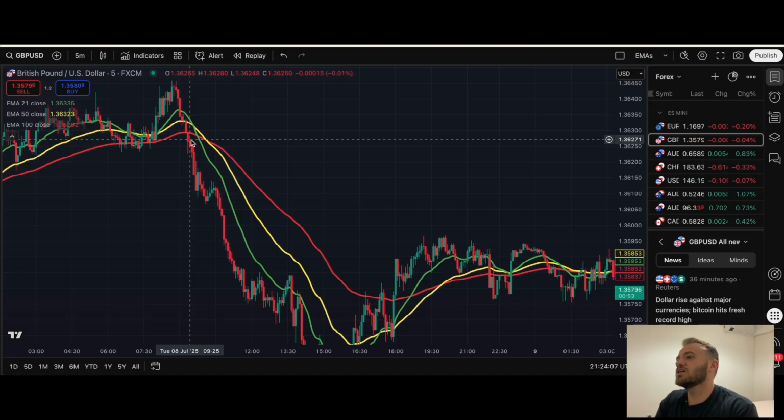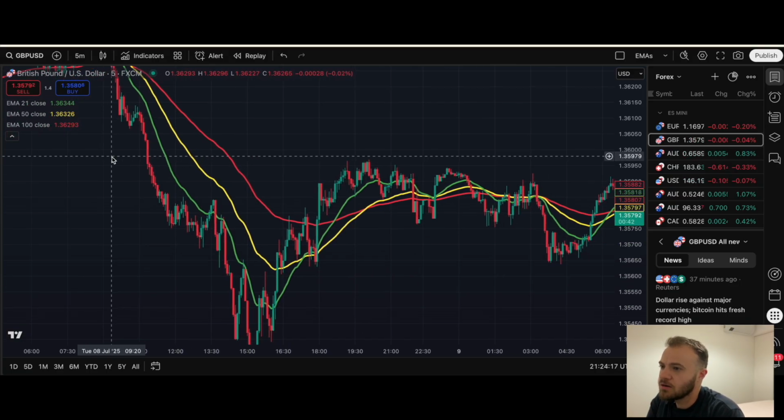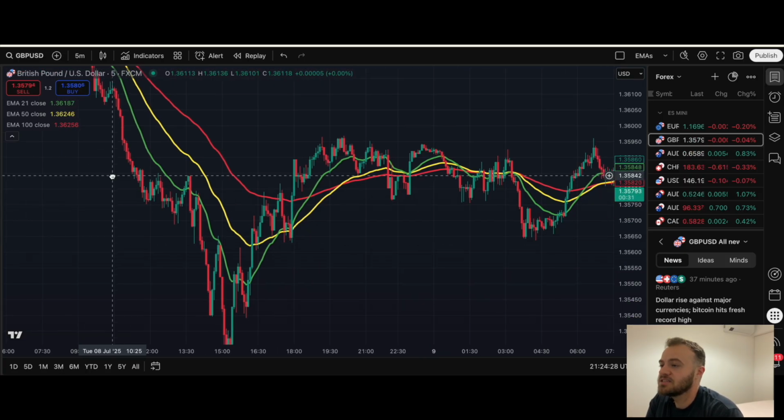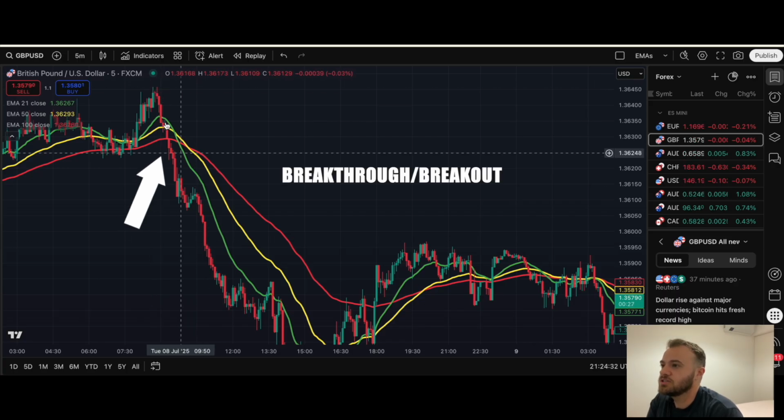But this is a very alertable thing, which is nice. That's a crossover. You can see another crossover here when price went back up, zipped up. This is a good example of a breakthrough. So sometimes you'll see a really sharp change in direction like this.